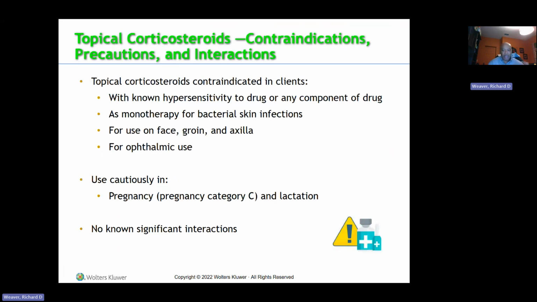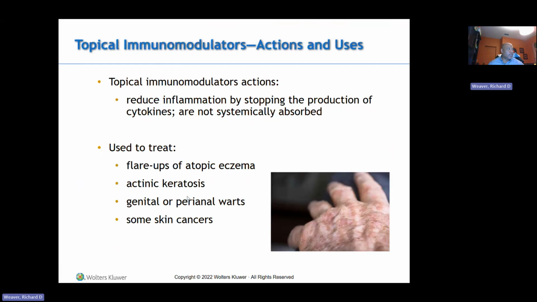All right. Sometimes we have to, again, go with anti-infectives. Use cautiously in pregnant and lactating women. And also, again, because it is topical, there's little or insignificant drug interactions with it, which is a good thing. Skip that one. All right. So the immunomodulators. Let's talk about this one. All right. Now, remember what I said in the beginning.